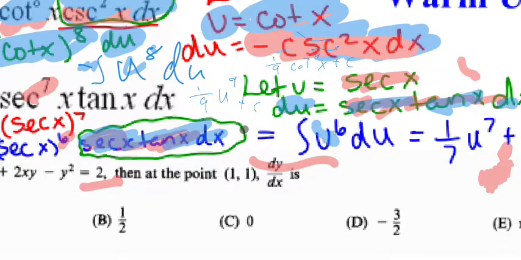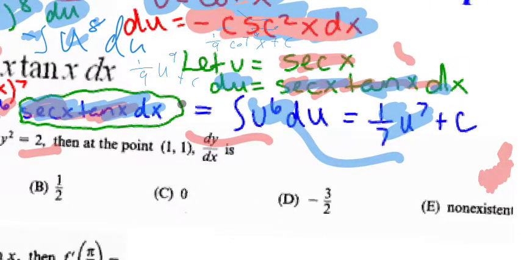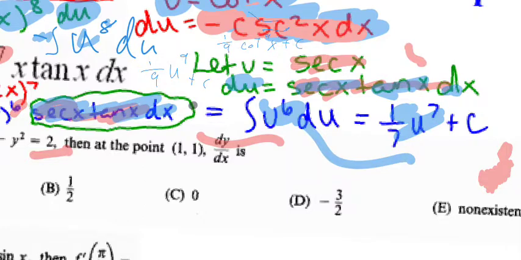So you have the integral of u to the 6th, which is 1/7 u to the 7th plus c. All you have to do is plug secant back in there, so you're really going to end up with 1/7 secant to the 7th plus c. So that was that problem. Let me get ready for the next problem.